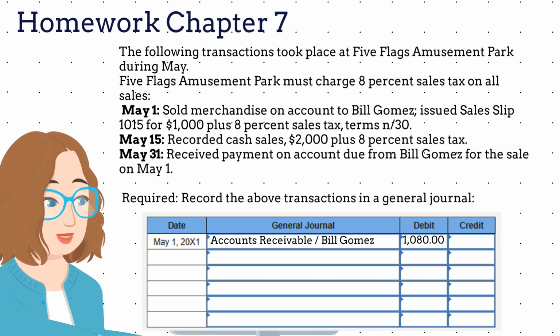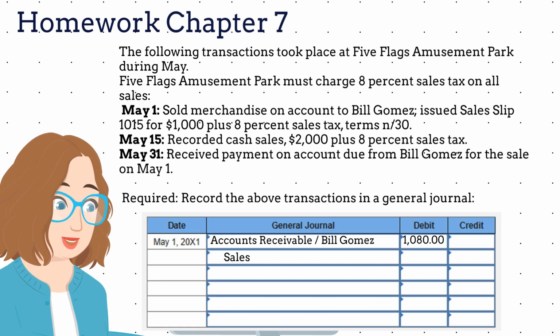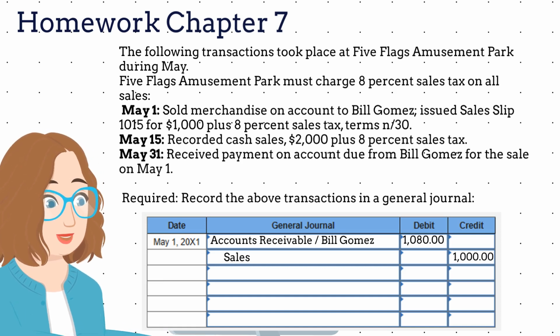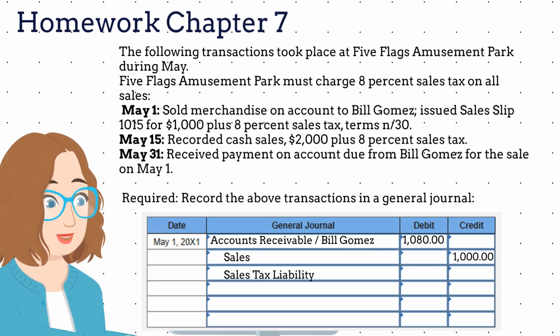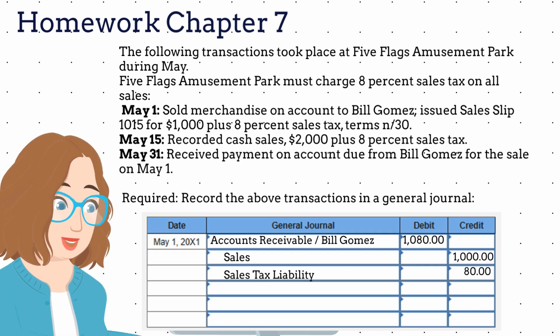On the next line, we slightly indent and write sales in the description and 1,000 in the credit column. On the next, we again slightly indent and write sales tax liability into the description and $80 into the credit column. The next transaction is a cash sale.